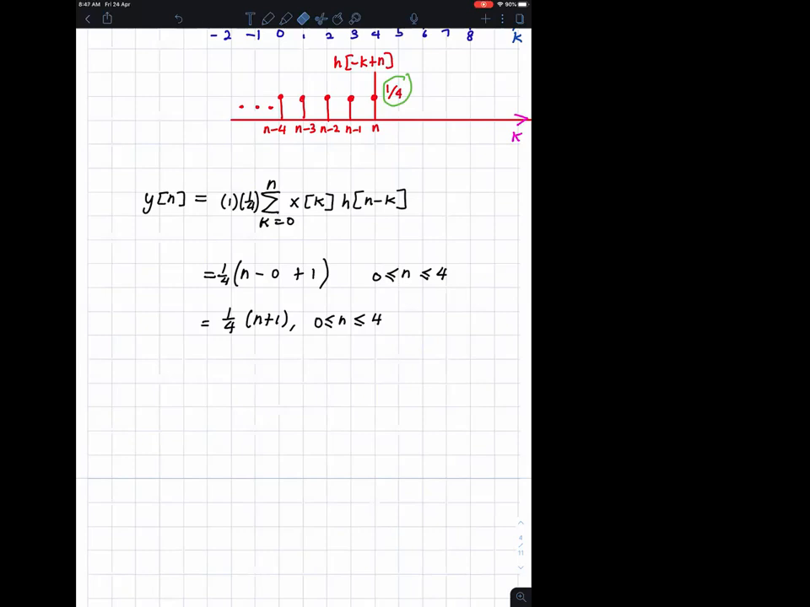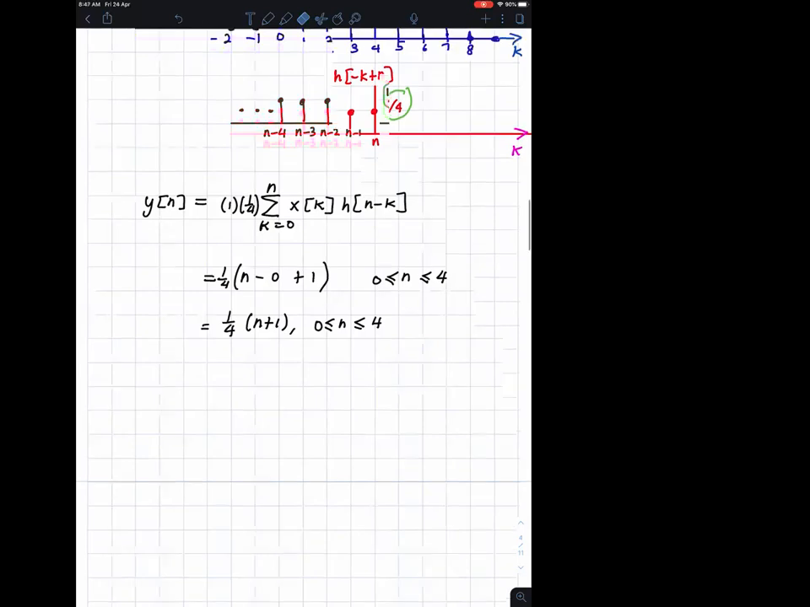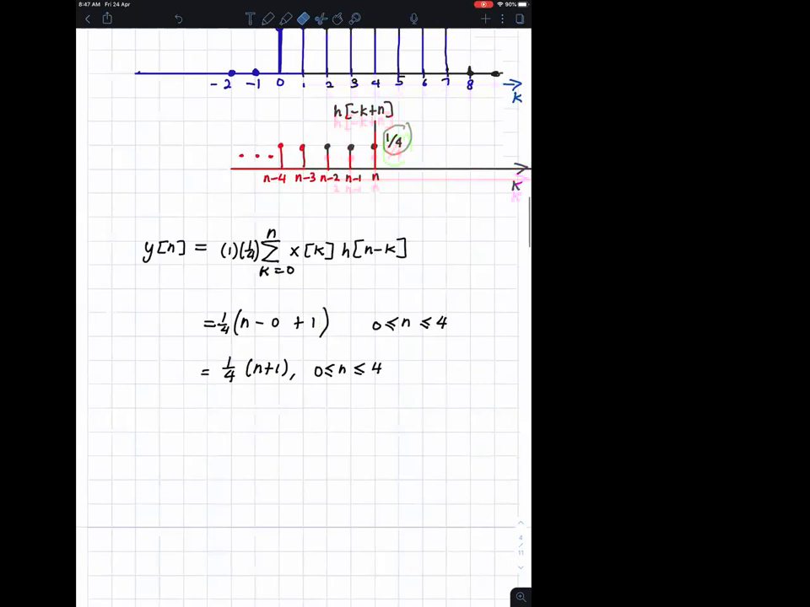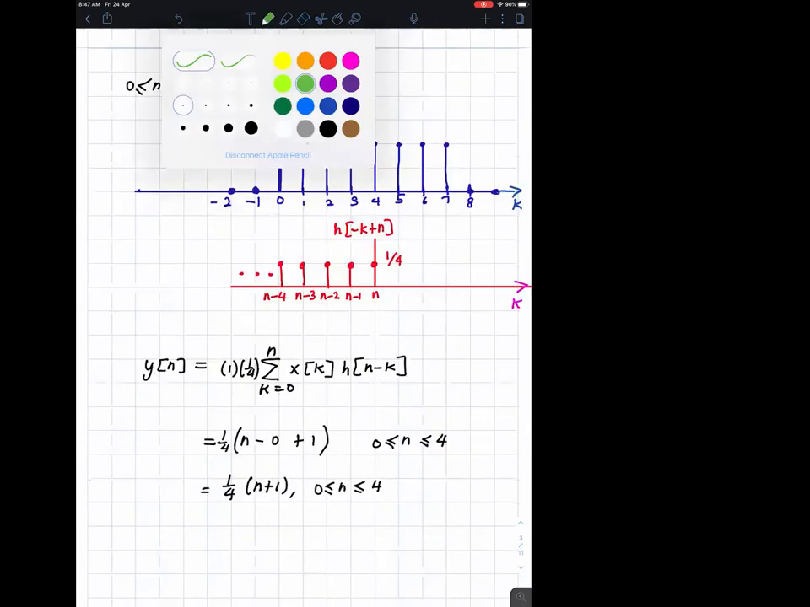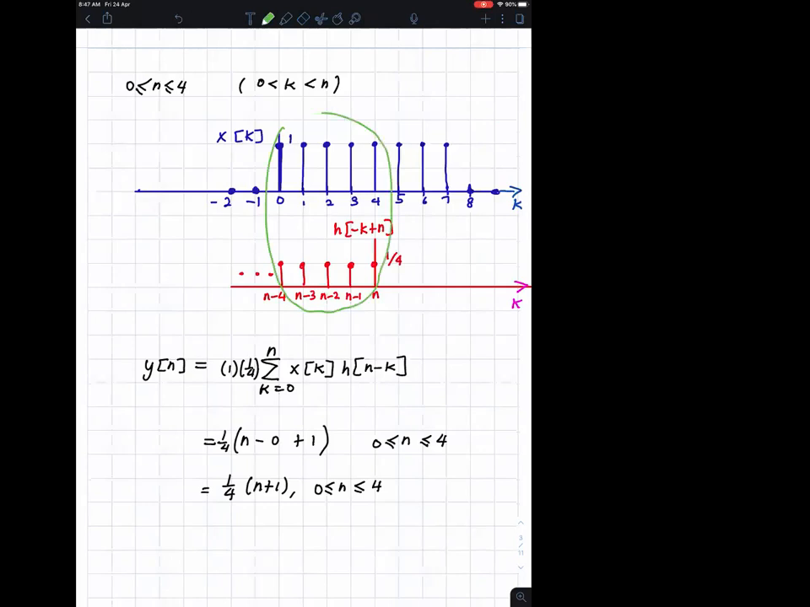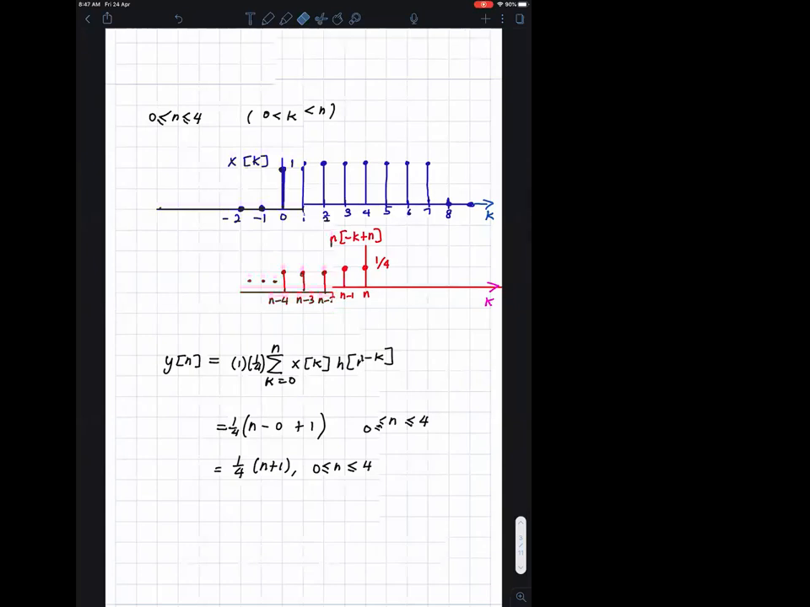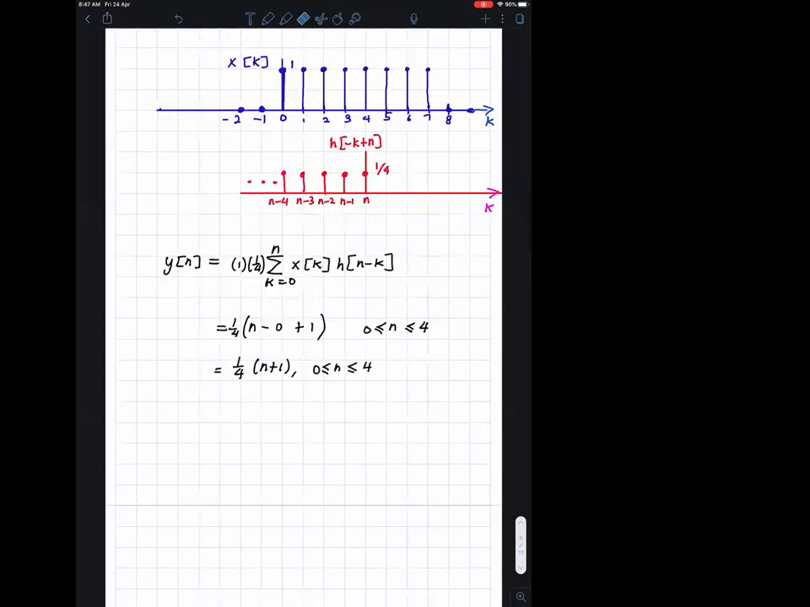Okay, now we continue to move. We already have the overlapping part here. Then you have to continue to slide through and move out. As you move out, you want to find out what the output is. Okay, so this is the output for this range.